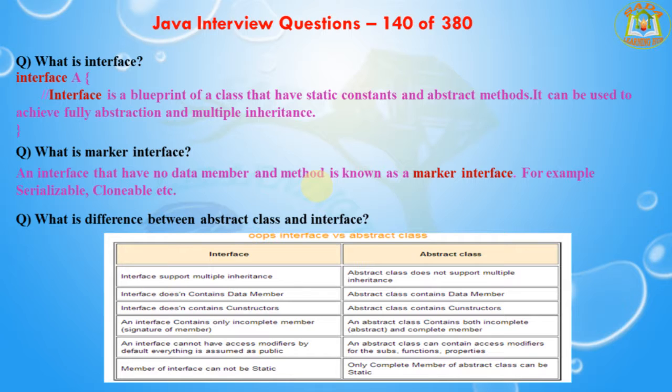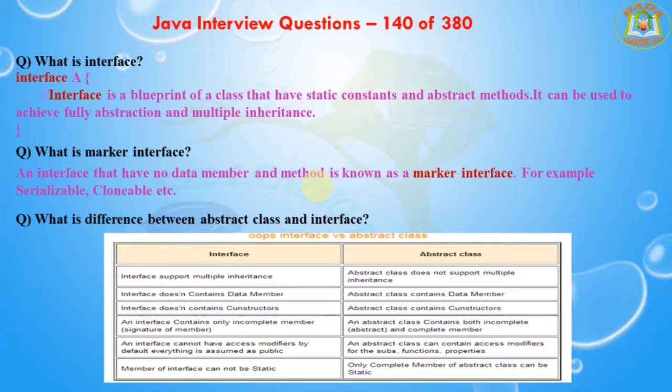The next question is, what is the difference between abstract class and interface? An abstract class can have method bodies, non-abstract methods. Interfaces have only abstract methods. An abstract class can have instance variables. An interface cannot have instance variables. An abstract class can have a constructor. An interface cannot have any constructors.